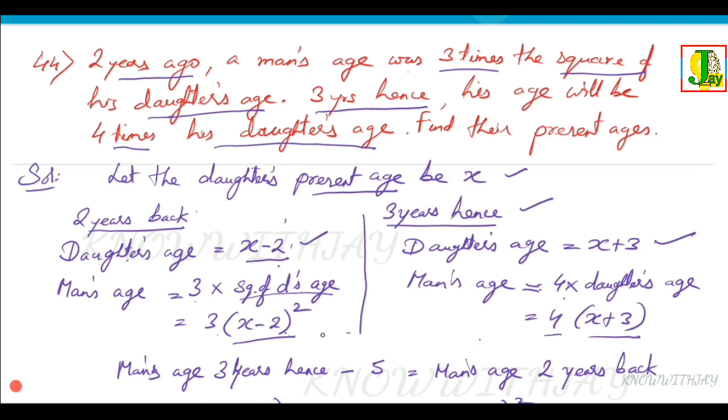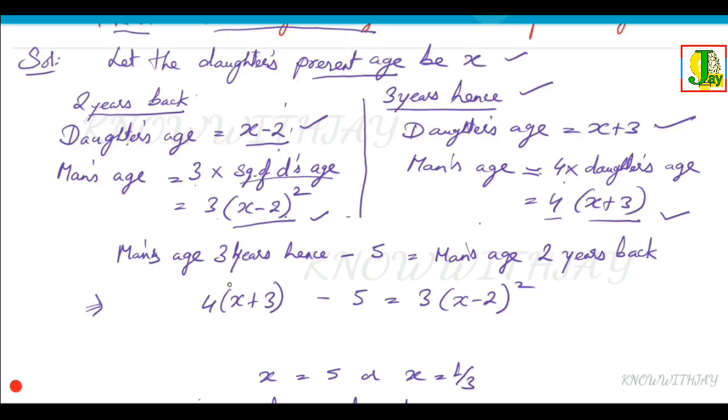age of the man is not given. This is the man's age 2 years back, and this is the man's age after 3 years. So you need to find out the relation between these two. So you know that the time gap is 5 years. So the man's age after 3 years minus 5 years gives the man's age 2 years back. Or we can also subtract the age 2 years back from the age 3 years later, so we get 5. So anyway, the condition comes to the same place.